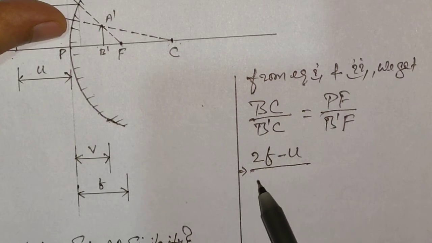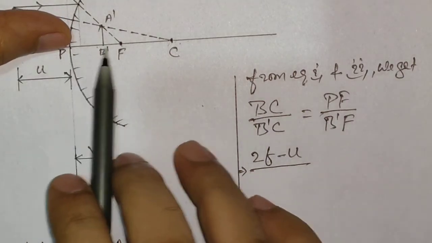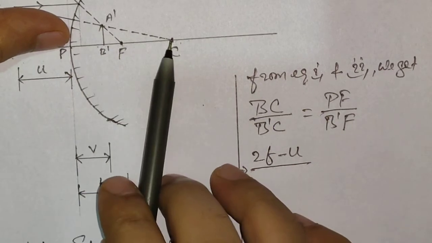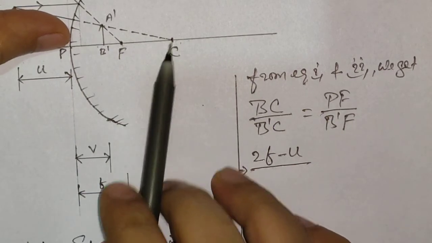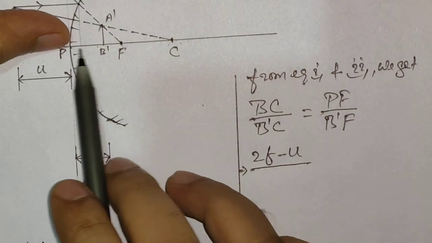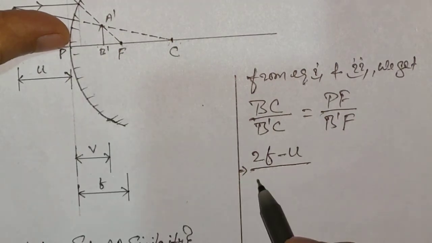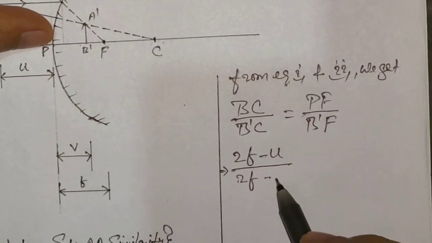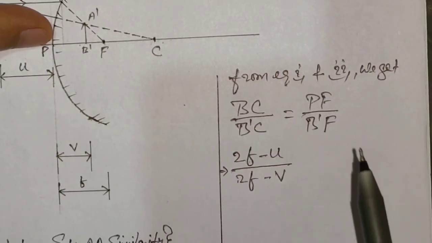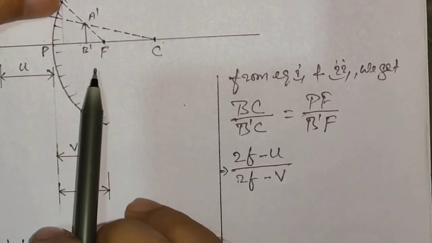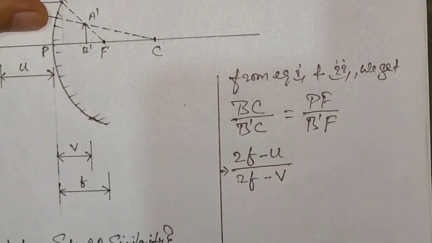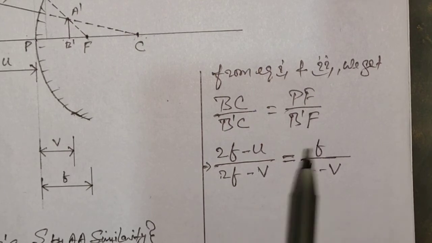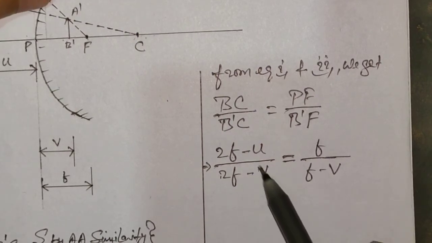So we are going to replace it like this: B dash C is equal to PC. PC is equal to 2f, and we need to subtract PB dash. So 2f minus v. I hope you people understand this. Okay, all of you see this. Now we have replaced 2f minus v as B dash C.